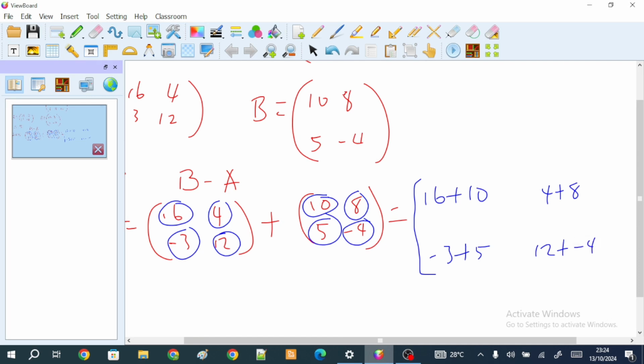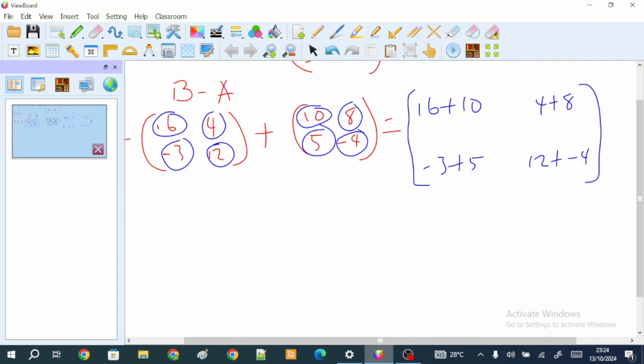Okay, in this case, all we have to do is to compute the addition at the various positions. So 16 plus 10 is 26. 4 plus 8 is 12. Minus 3 plus 5 is 2. 12 plus minus 4 is 12 minus 4, which will give us 8. A plus B is 26, 12, 2, and 8.